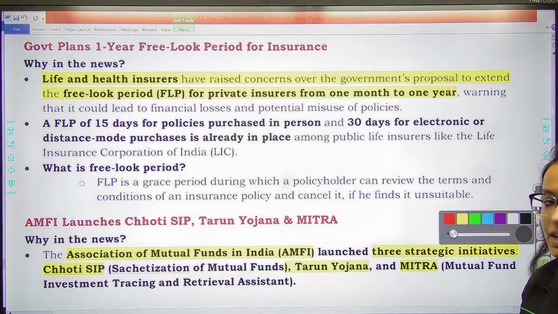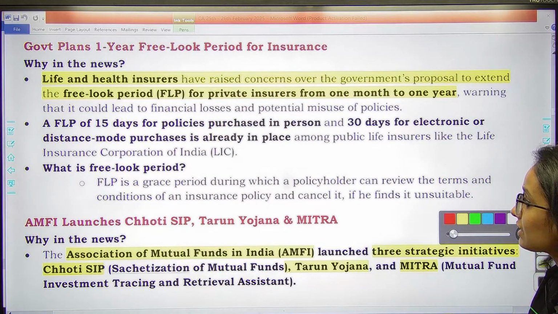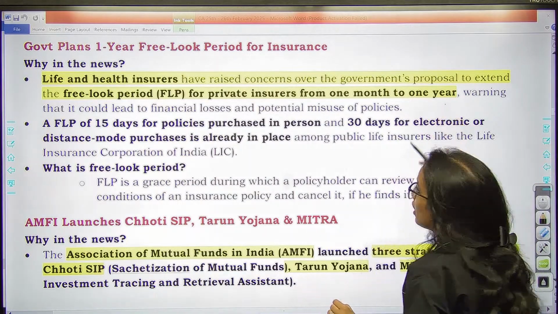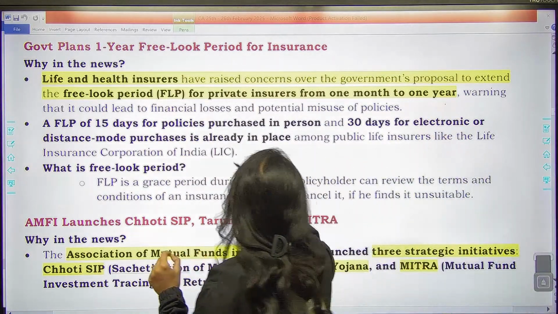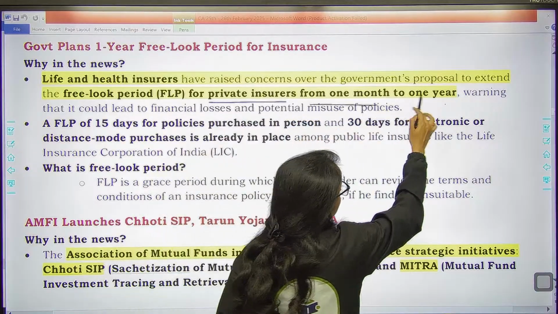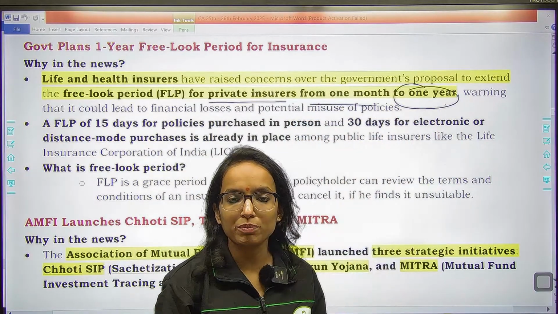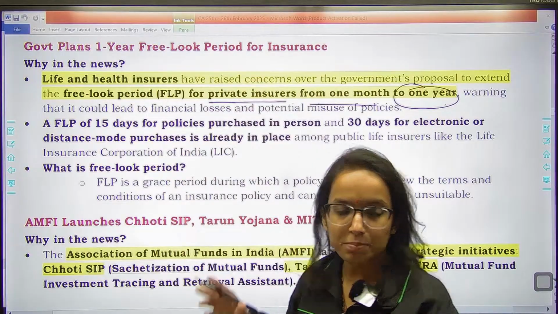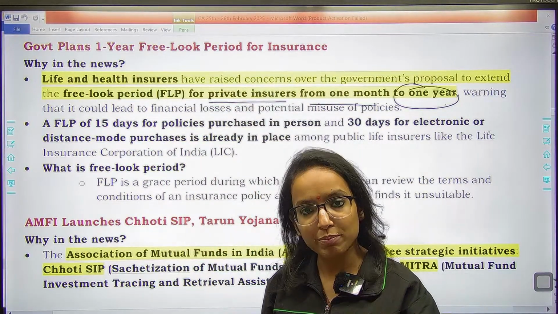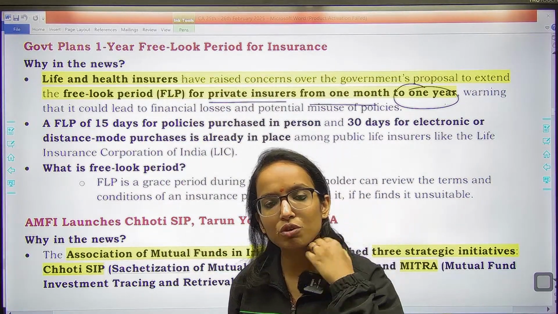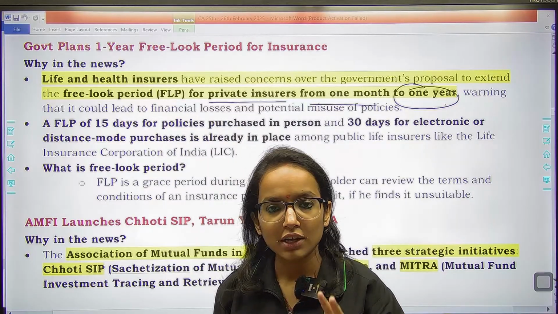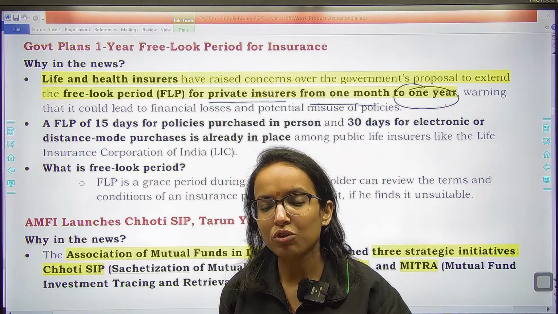Next, life and health insurers have recently raised concerns over the government's proposal to extend the free look period for private insurers from 1 month to 1 year. अभी recently government ने propose किया है free look period, जो होता है private insurers के लिए, that they will be increasing this free look period from 1 month to 1 year. Now what is this free look period? Free look period क्या होता है?